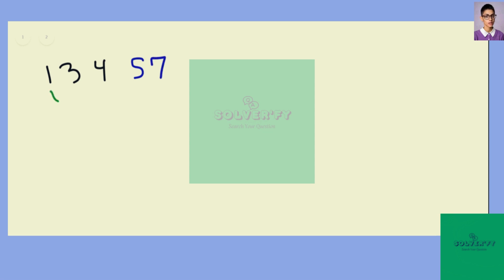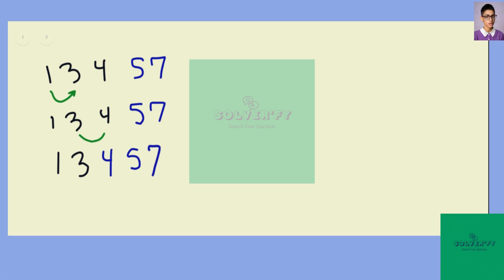So it's going to check 1 and 3 and see that it's fine. It'll leave them alone. And then it's going to check 3 and 4, see that those are fine, and leave them alone. So we'll get 1, 3, 4, 5, 7, except now it knows that the 4 is in the right spot. So it's going to do one more check.